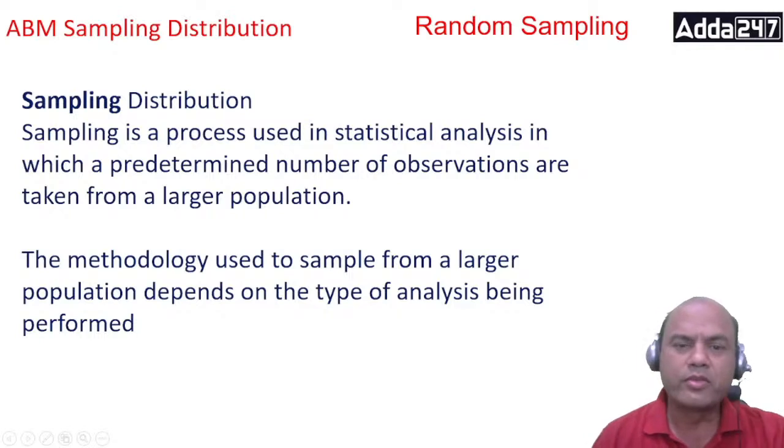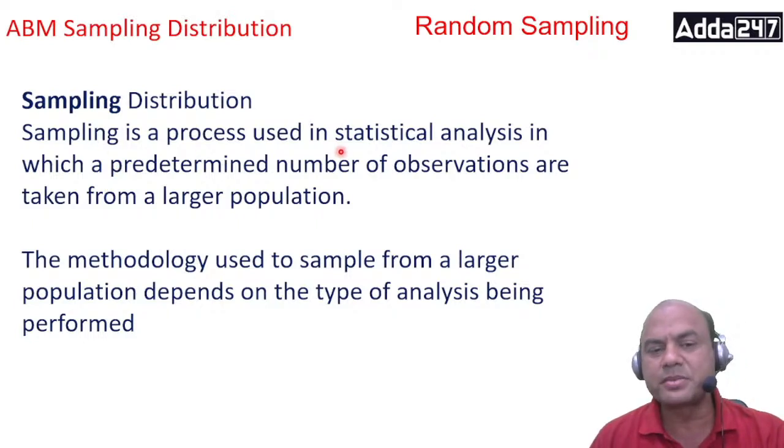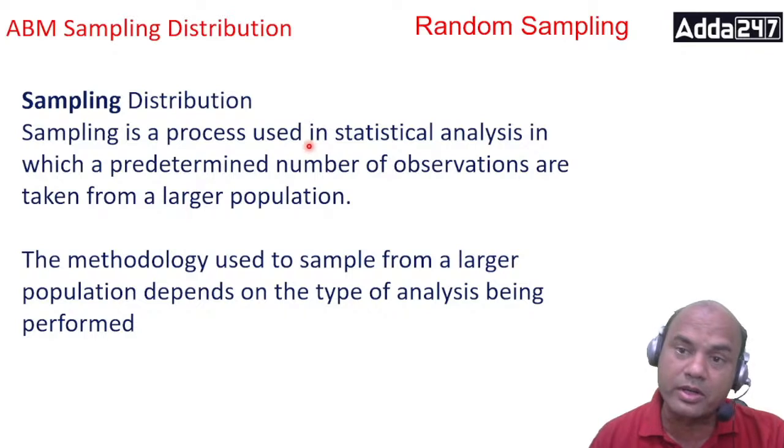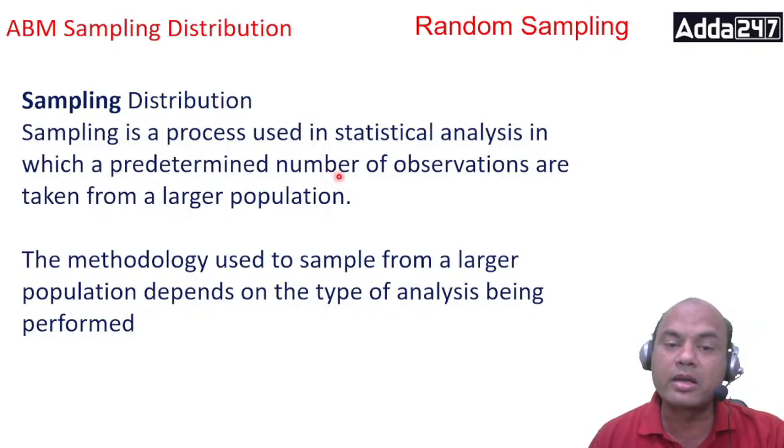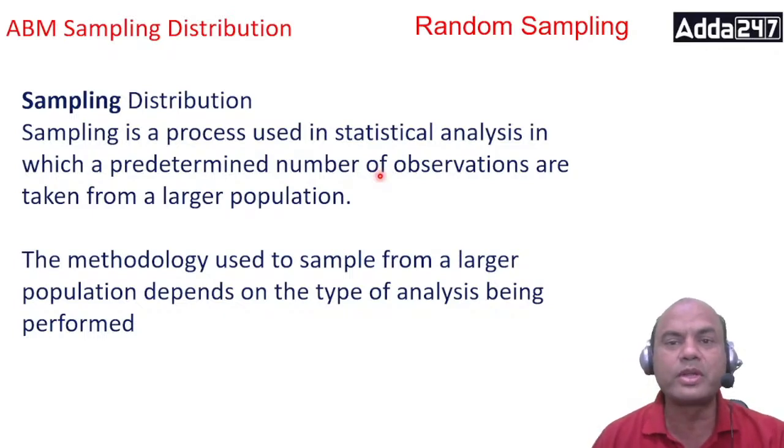Firstly, sampling distribution. What is sampling distribution? You must understand that first. Sampling distribution is a process used in statistical analysis in which a predetermined number of observations are taken from the larger population. The important words over here are predetermined number of observations. Remember this by heart. I must know how many samples I have to take. If I don't know that, then it would be of no use for me doing some sampling.